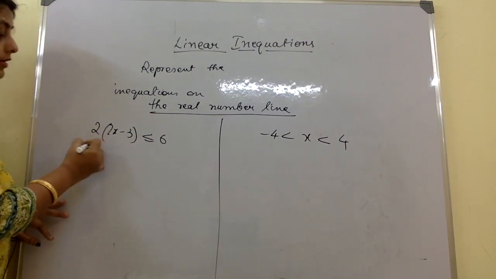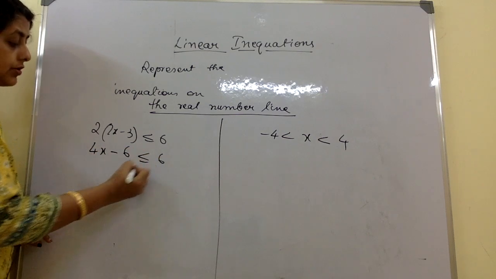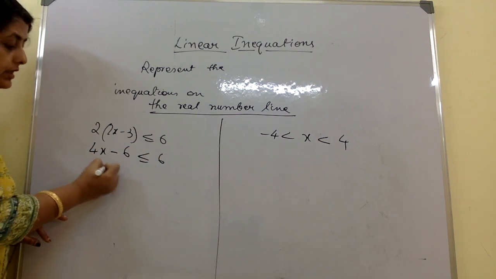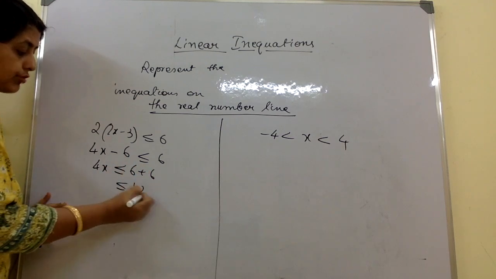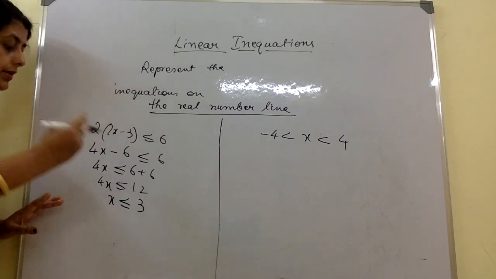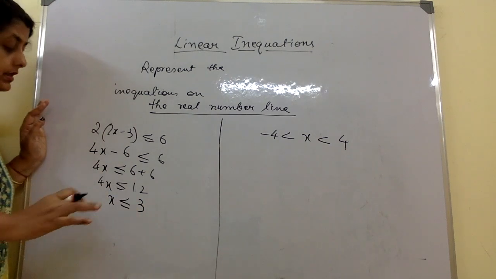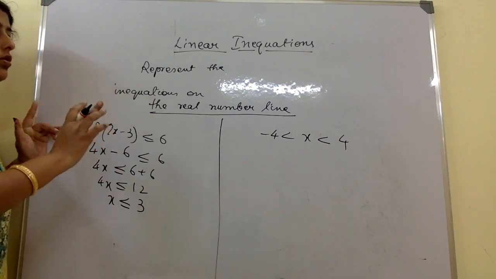And then here you make it 4x minus 6 less than or equal to 6. Okay, only x to one side. Here this is 6 plus 6. This is 12, 4x. Now you divide by 4. This is 3. Okay. So x has to be less than or equal to 3. Okay, so inequations on the number line.